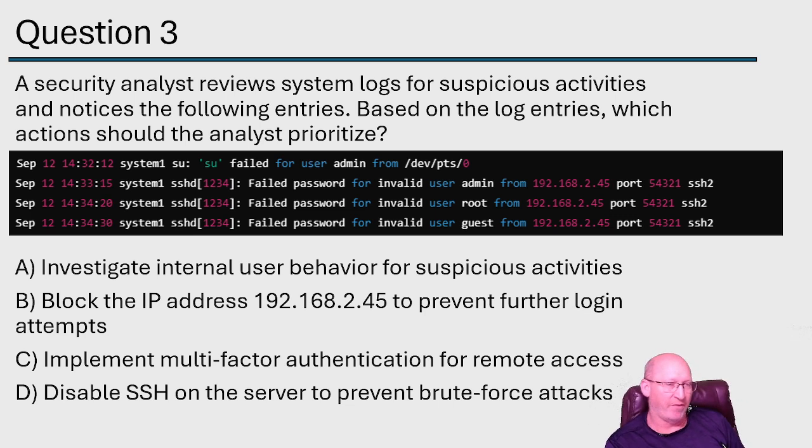So here we have, right at the top, we can see it was done on September 12th at 2:32 p.m. and 12 seconds, and we see SU, so super user. SU failed for user admin from, and we can see it, dev PTS, right? And then we see failed password for invalid user admin, then failed password for invalid user root, and then failed password for invalid user guest.